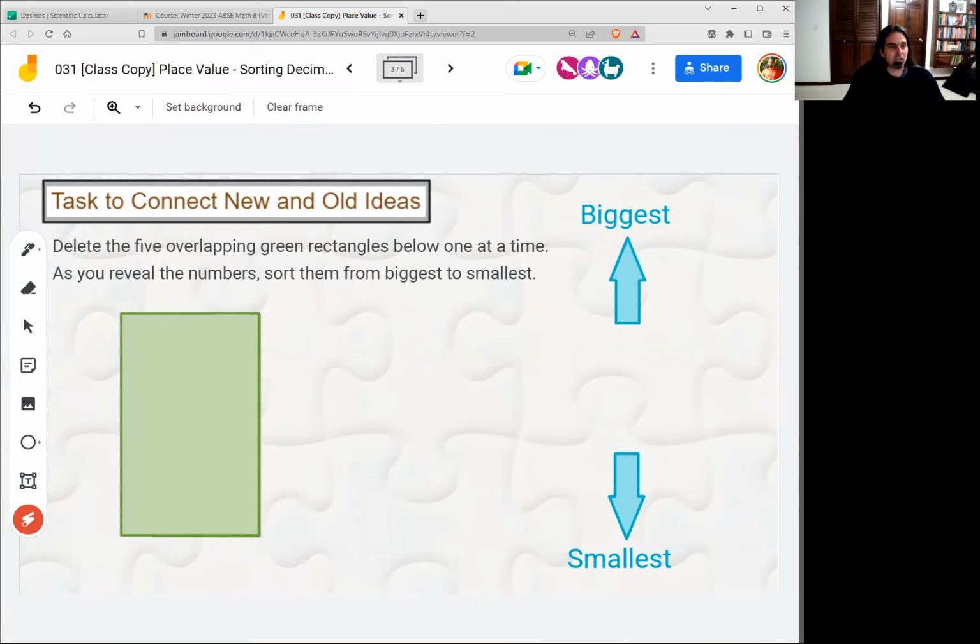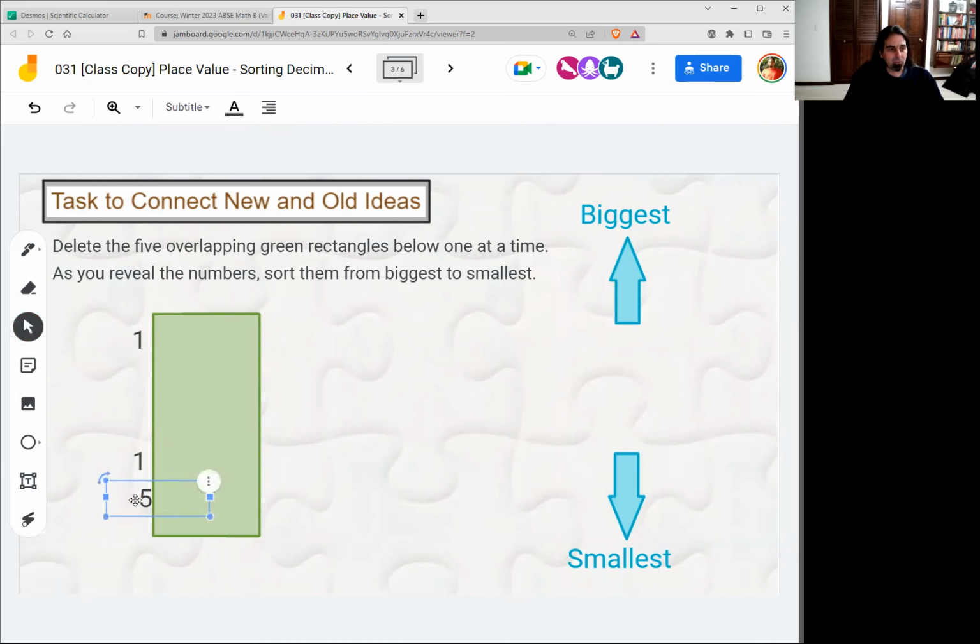This should look just like a slide we did before. So somebody delete the top green rectangle for me. So we have some numbers that start with 1 and some numbers that start with 5. So clearly the 5 has to be the biggest one. Can someone drag that one to the top over where it says biggest? It doesn't even matter what the rest of that number is, 51 point something is going to be bigger than the rest. Okay, delete our next green rectangle because these ones are tied.